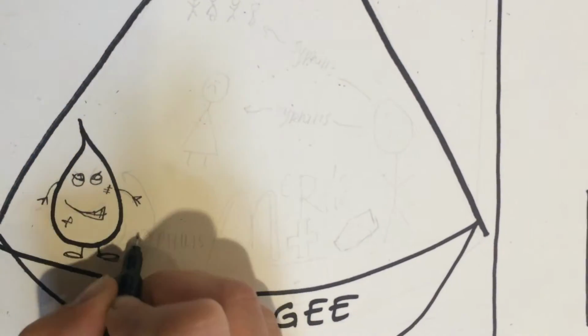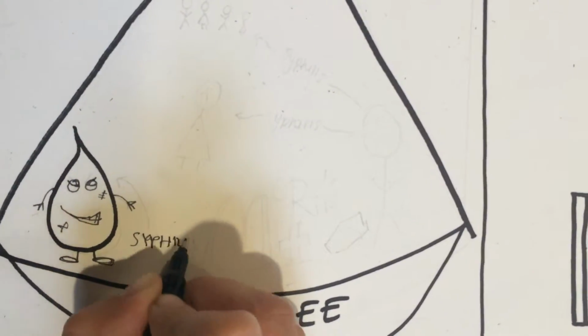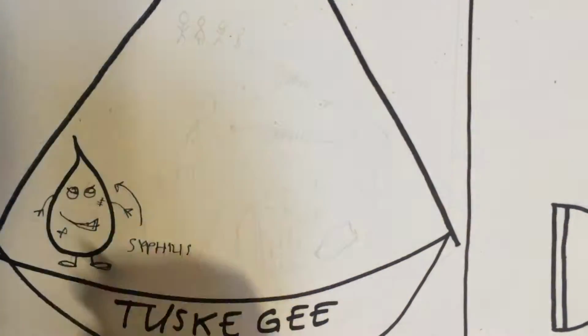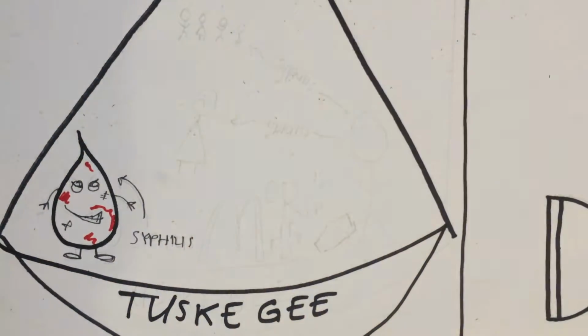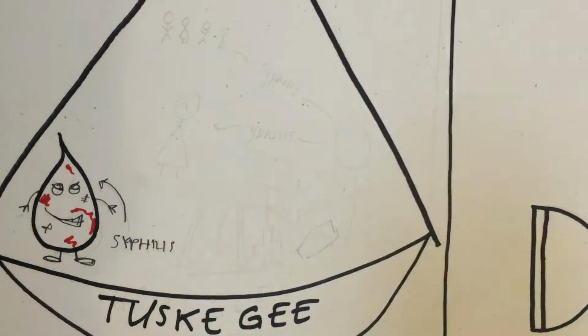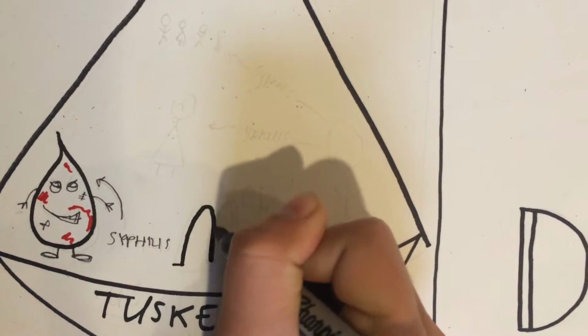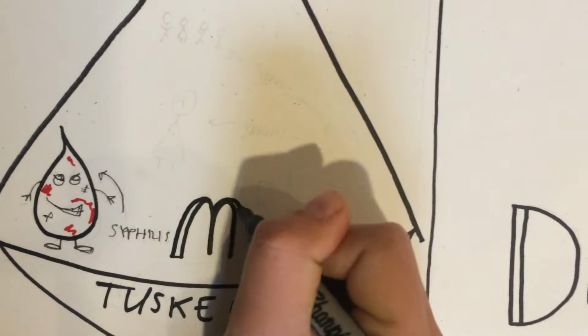Participants in the study were not told they had syphilis and were informed they had a bad blood condition in which free medication would be administered by the government. Participants were given free meals, healthcare, and burial insurance for their participation, which lasted a span of 40 years.